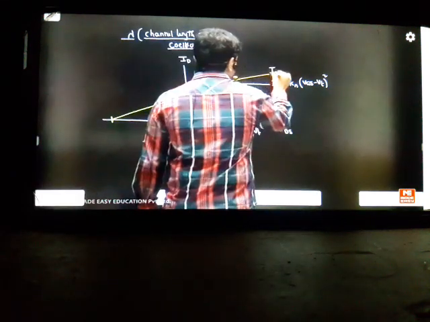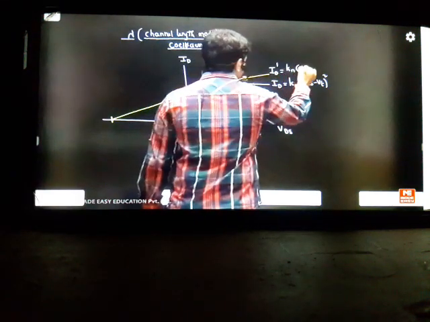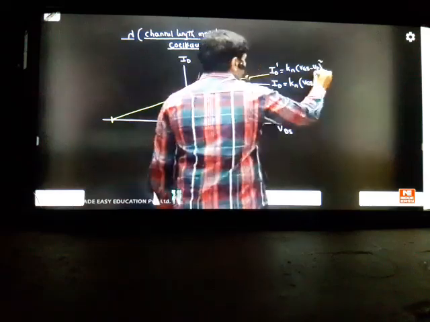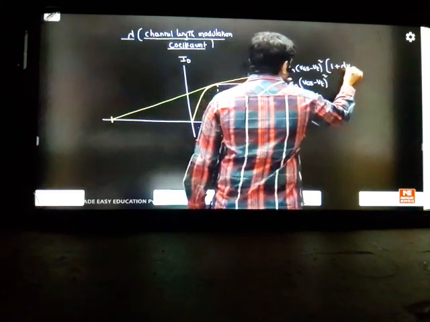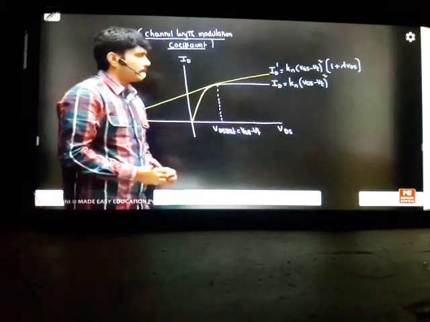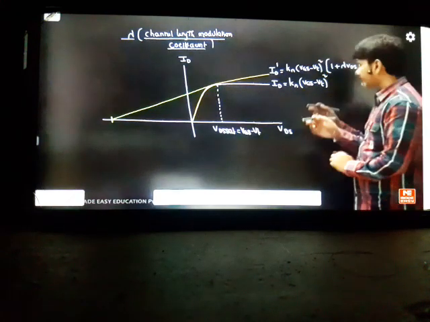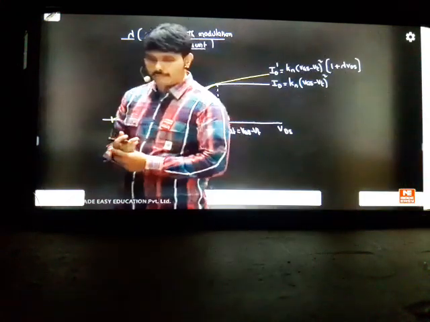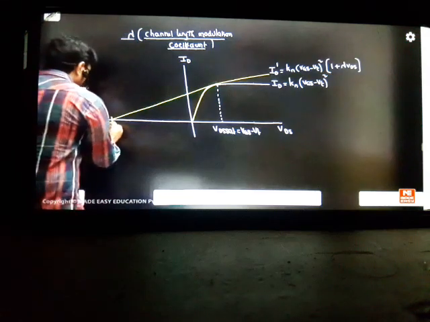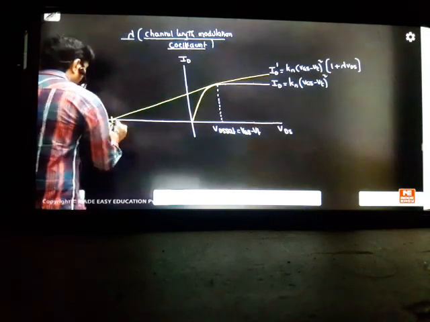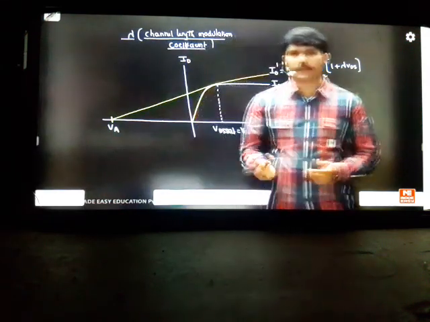This becomes ID dash equals Kn into (VGS minus VT) whole squared into brackets 1 plus lambda times VDS. So what is the difference between the bracket terms? The previous one was written as 1 plus VC divided by VA. Now it is written as 1 plus lambda into VDS. Whatever the mark you said here is VA. This is called the early voltage principle. We apply the same concept, that's why VA is the marking for it.